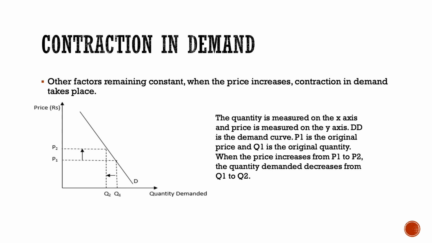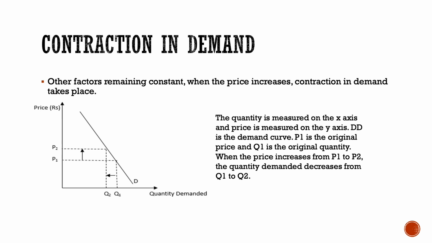Let us understand the contraction in demand with the help of the diagram. On the x-axis, we measure the quantity demanded, and on the y-axis, we measure the price. D is the demand curve. This is the basic observation which we see in the diagram. We have to look at the diagram and then accordingly write the explanation. P1 is the original price and Q1 is the original quantity. Now see that the price is increasing from P1 to P2. So the price increases from P1 to P2.